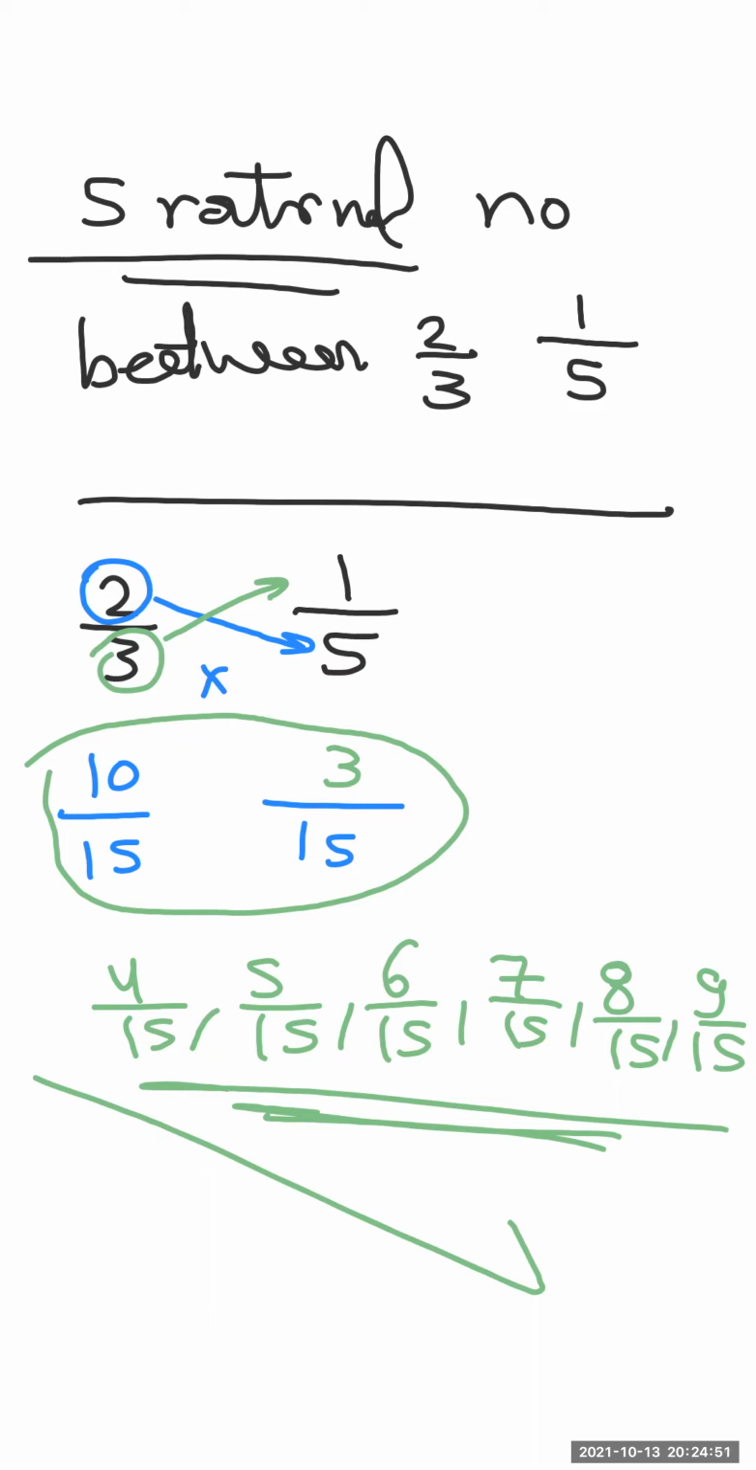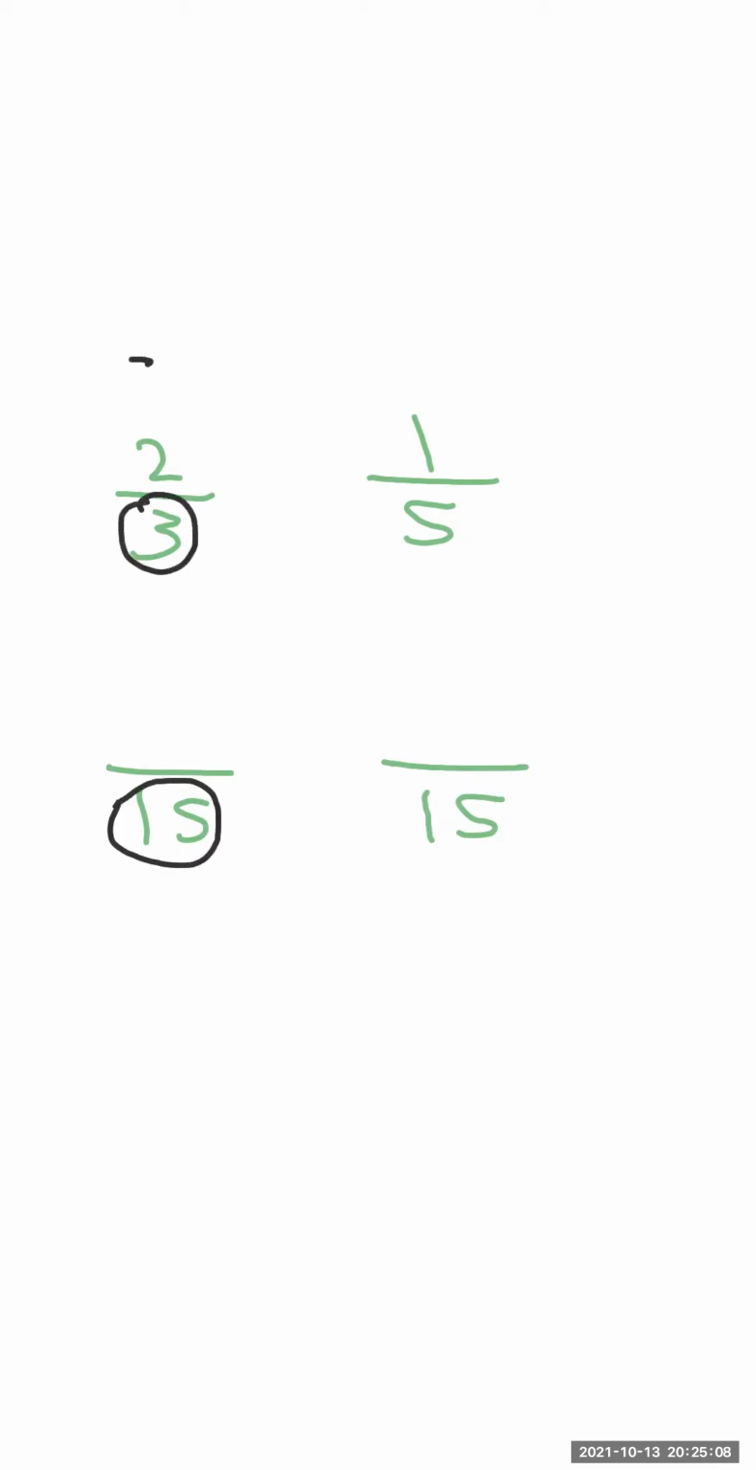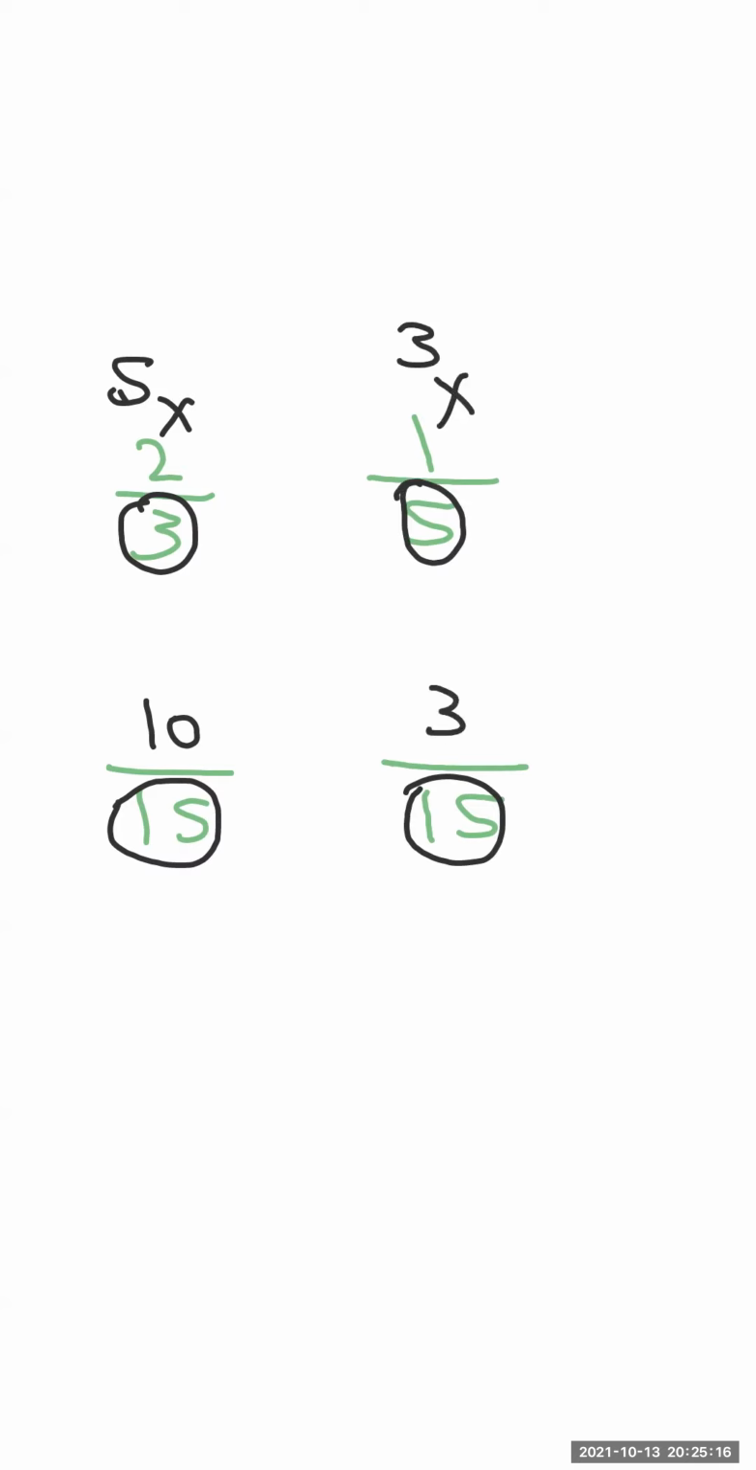No problem. You can use a different way like that. It's 2 over 3 and 1 over 5, so the denominators will be 15 and 15. There's another method: 15 divided by 3 equals 5, times 2 equals 10. 15 divided by 5 equals 3, times 1 equals 3. So it's the same; you will get the same numbers.